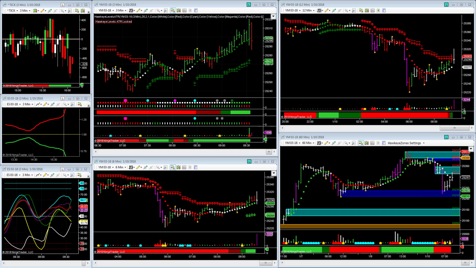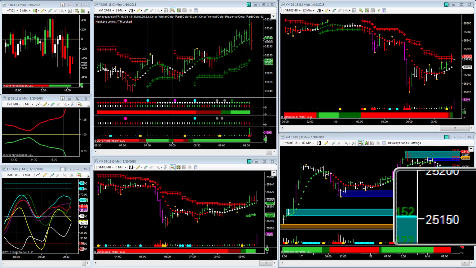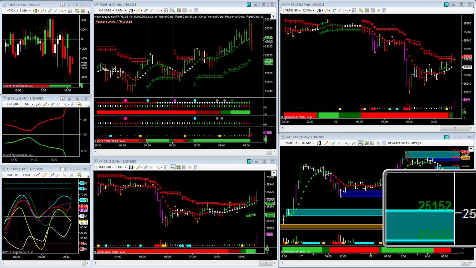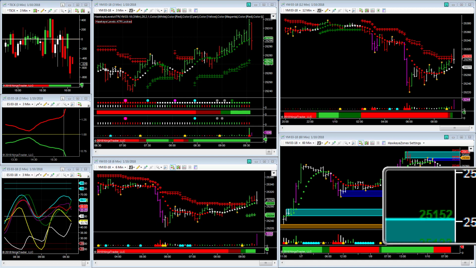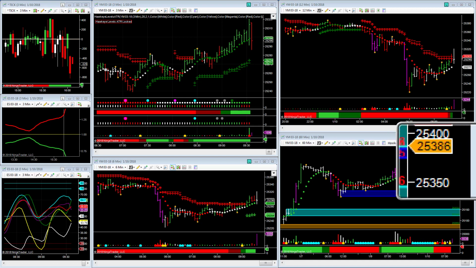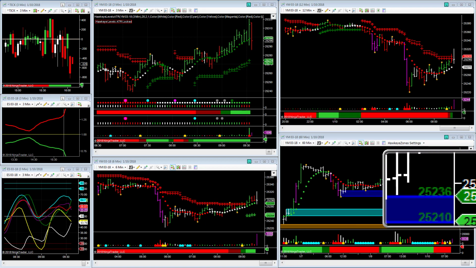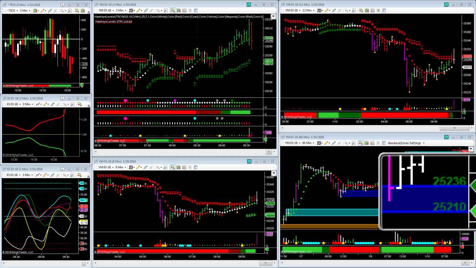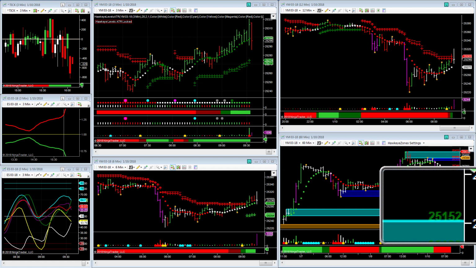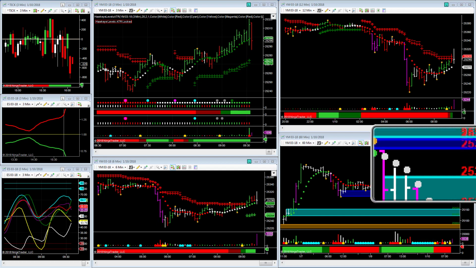That value just happens to be 25,152. That's to the low side. So I'm sorry, did I get the right one? Yeah, I got the wrong one. 25,236 is the first support. If 25,210 is broken, then we are aiming for 25,152 to the downside.